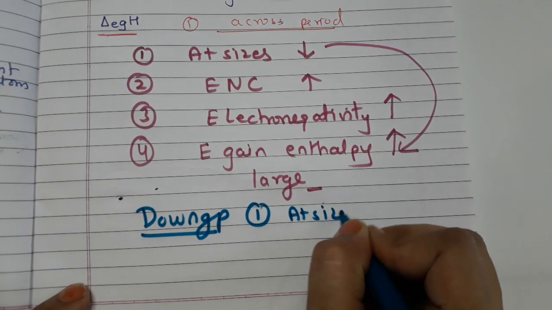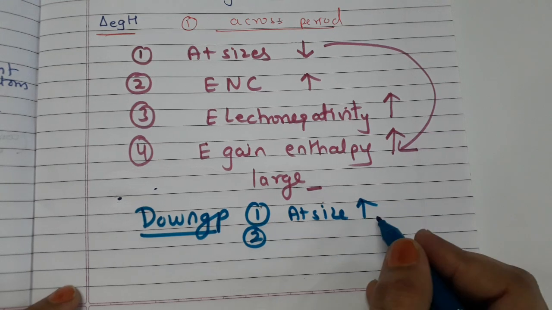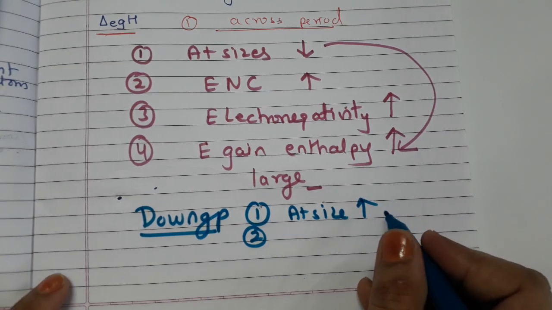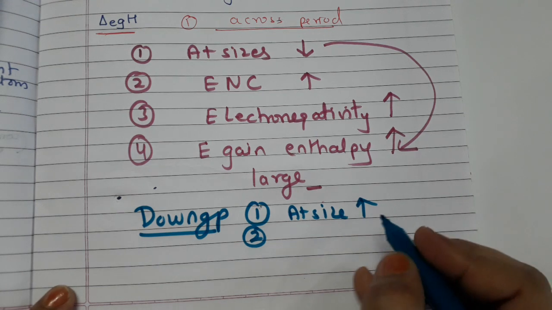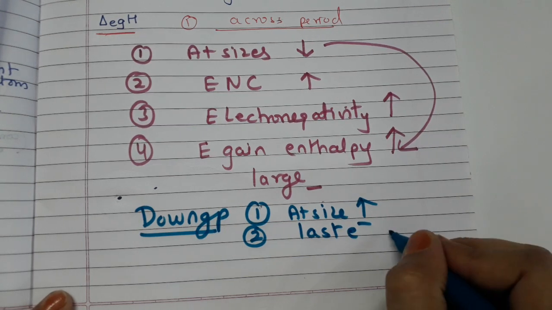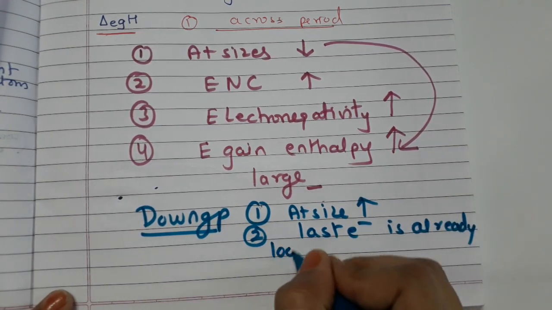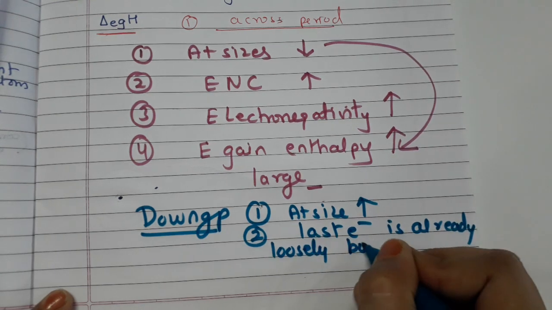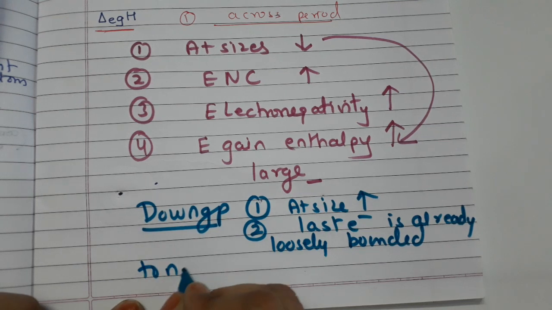Point number one, down the group, what is happening, students? Atomic size increases. Second, if atomic size is increasing, even though nuclear charge increases, it is not having any effect on the valence electron. So what happens? The last electron is already loosely bound to the nucleus.